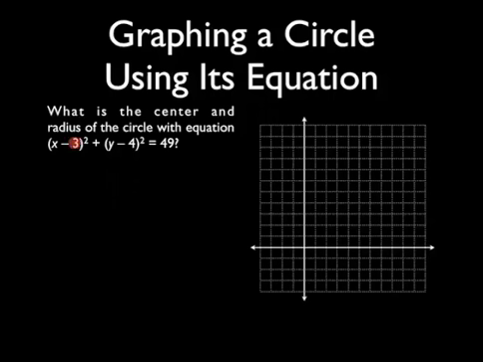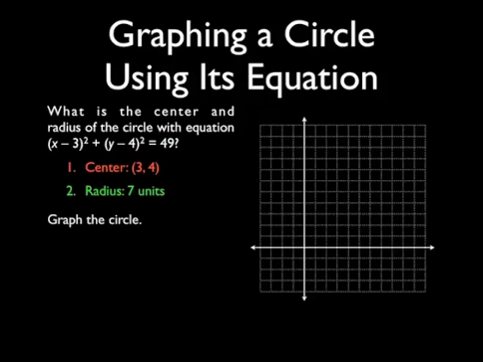So let's start by finding the center. Notice that we have 3 here, x minus 3. So 3 is the x-coordinate of the center. And we have y minus 4, so 4 is the y-coordinate of the center. 3, 4. Then we need to find the radius. This is our radius squared, so if we take the square root of 49, we find out that the radius is 7 units.